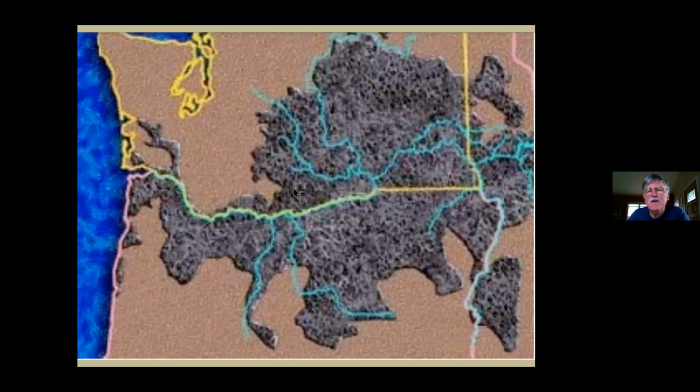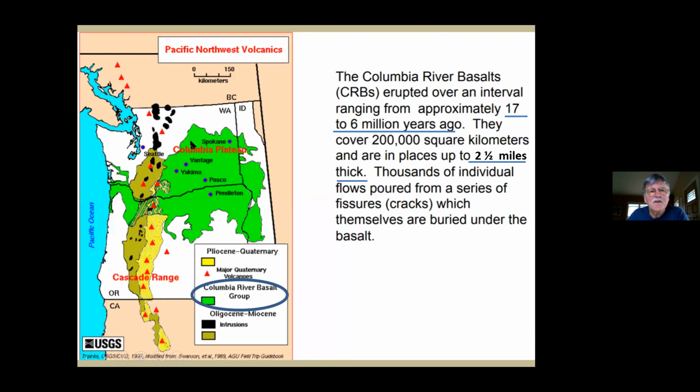So we had all these flood basalts. They started here, and then they flowed all the way down until they met the ocean. Okay. And here it is. This is the extent of the basalt flows here. And they mostly occurred about 17 million years ago.